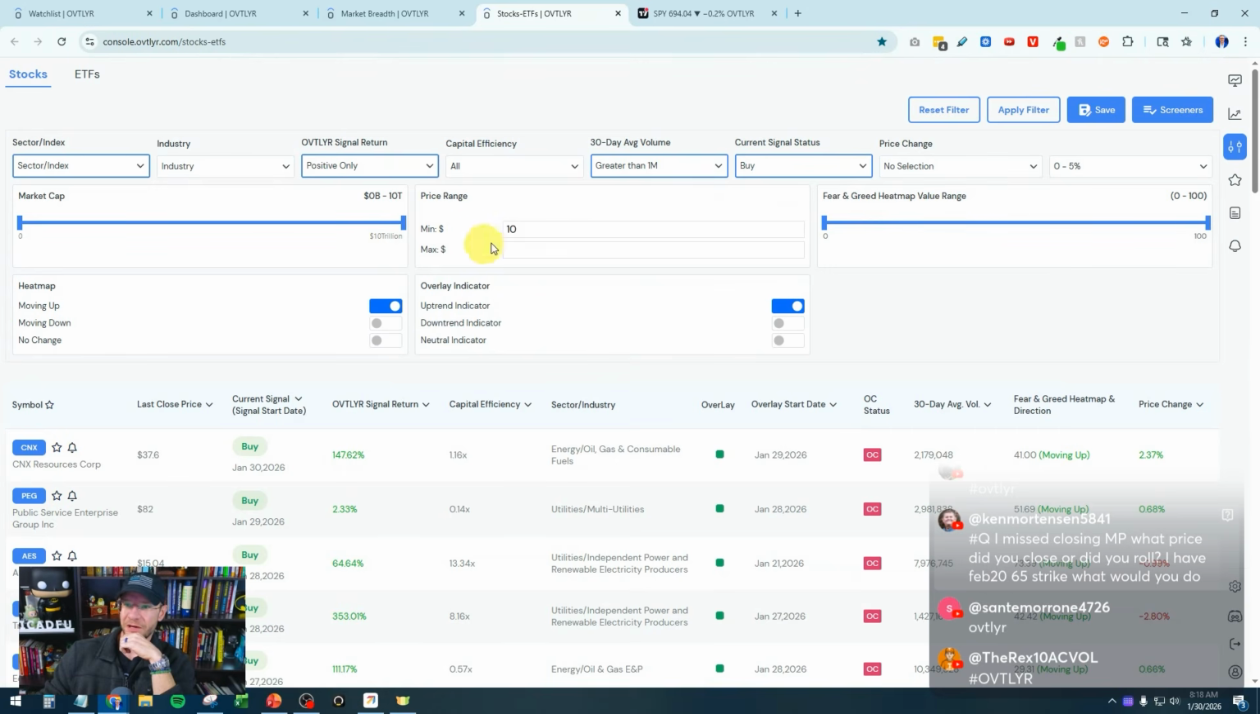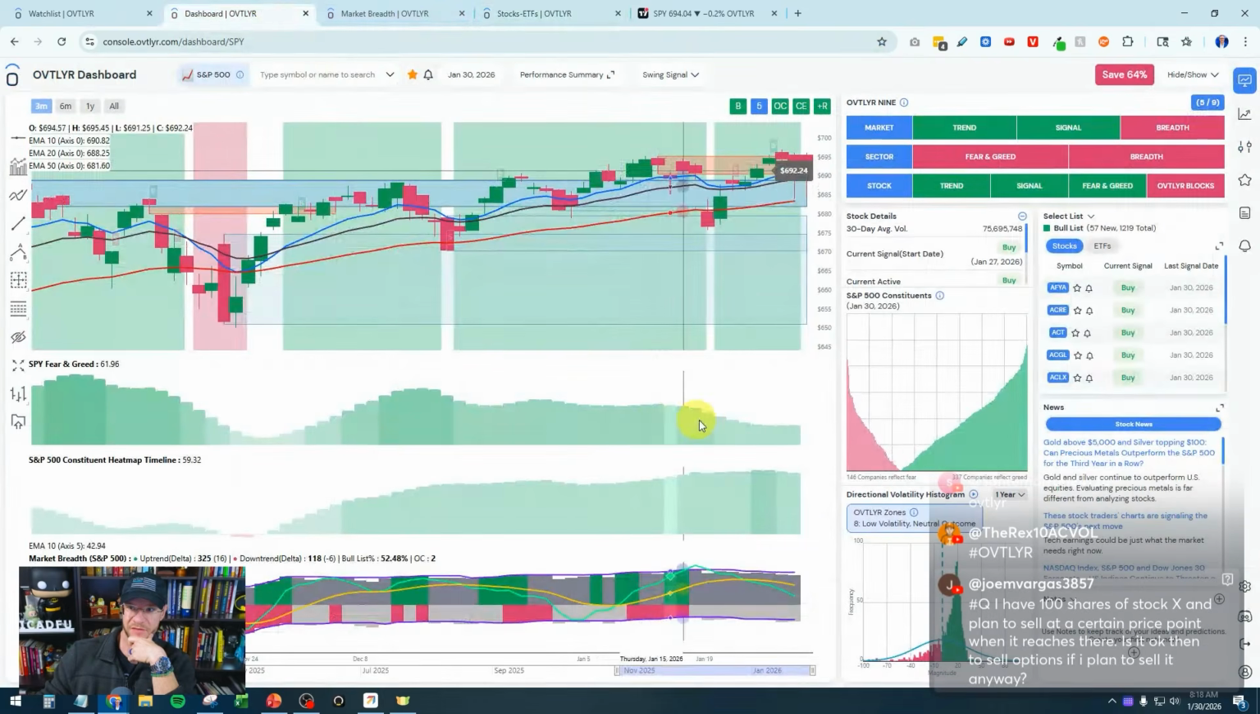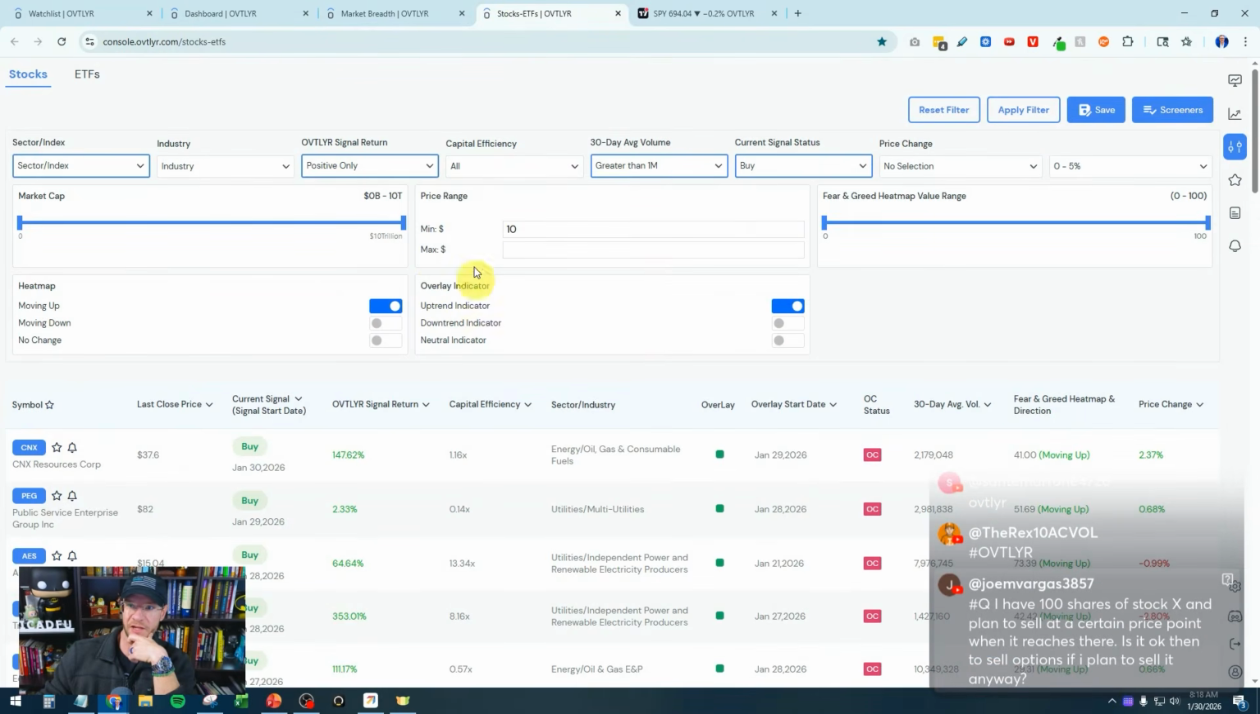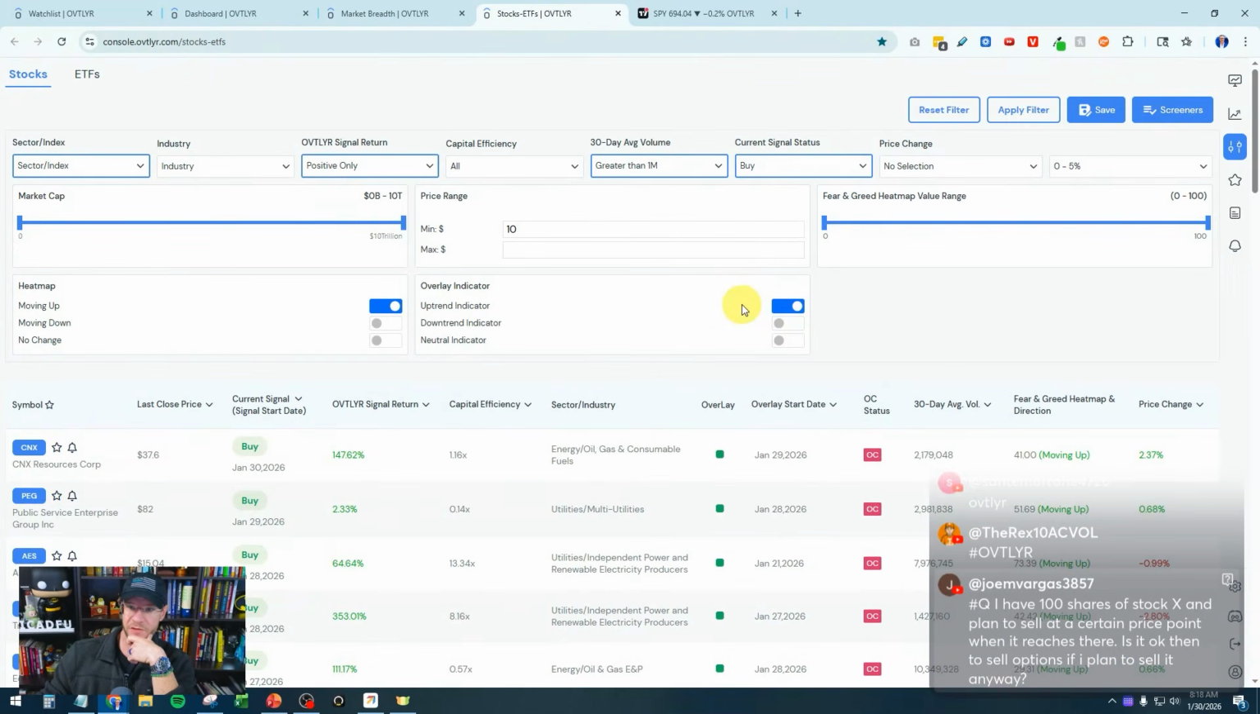Fear and Greed Heatmap value. And of course, you can put a max filter on there as well. I don't care. I want all the Fear and Greed heat maps over there. Heat map moving up. Remember, this is the Fear and Greed that we talked about. This value right here for the stock, we want that moving up. And then the overlay indicator, the green background over there. Does it already have an uptrend? So running this, let's hit apply filter.